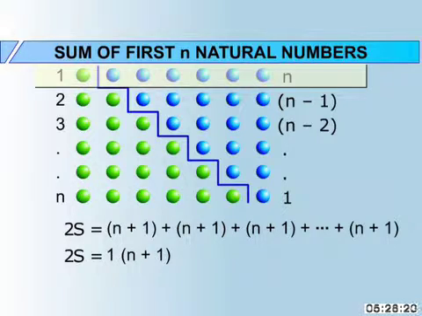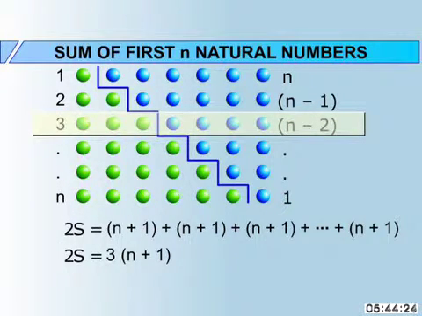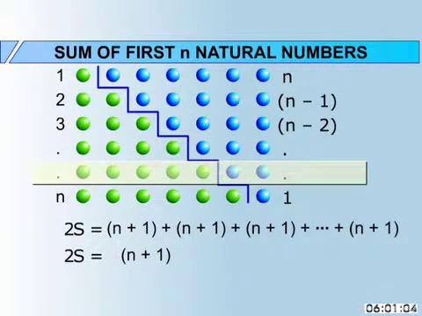For one natural number, 2 into s is equal to 1 into n plus 1. For two natural numbers, 2 into s is equal to 2 into n plus 1. For three natural numbers, 2 into s is equal to 3 into n plus 1. For natural numbers next to 3, and for all natural numbers next to it, 2 into s is equal to number into n plus 1.